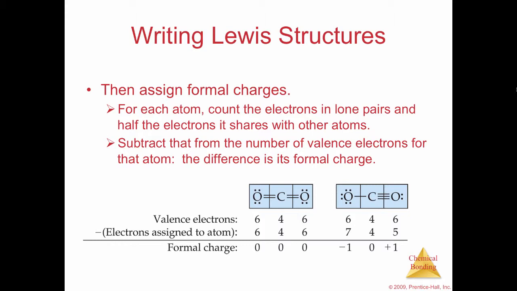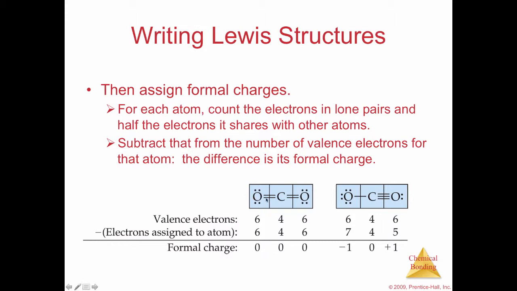the electrons that are assigned to the atom is also 6. So again, we're counting the electrons in the lone pairs. So the oxygen here has 4 electrons as lone pairs, and we're counting half the electrons that it shares with the other atom. So in this double bond, there are 4 electrons being shared. We're only going to count 2 of them because it's being shared. So we have 1, 2, 3, 4, 5, 6. And that's what we're subtracting from the valence electrons for a formal charge of 0 for this oxygen.